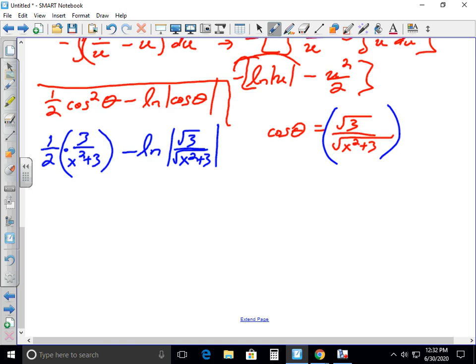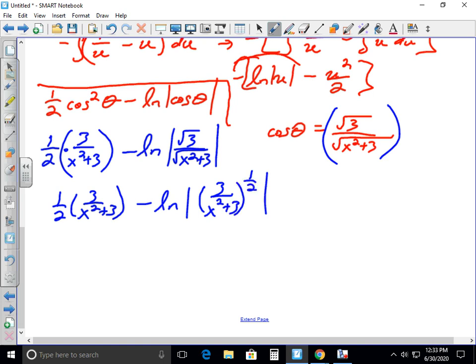When I looked at the way they wrote this, they simplified that a little bit using properties of logarithms. We can pull out the 1/2 power, and we can call this 3 over x squared plus 3 to the 1/2 power. And when we have log of something to a power, we can bring that 1/2 out front. And call it this.